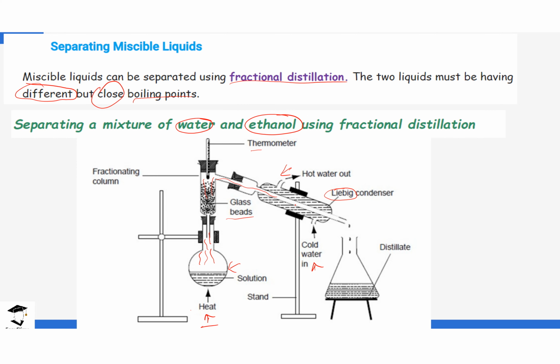So the fumes are collected after they condense. They are collected, you can see, in this conical flask. And the final product is usually called a distillate. This comes from the word distillation. So the product will be distillate. So let's look at each and every apparatus and its function in the process.